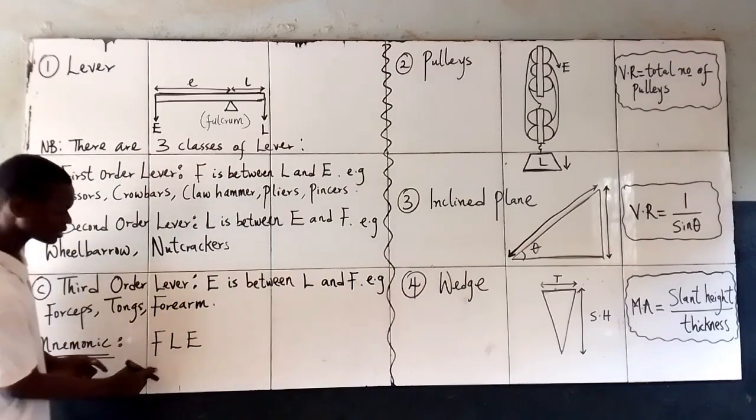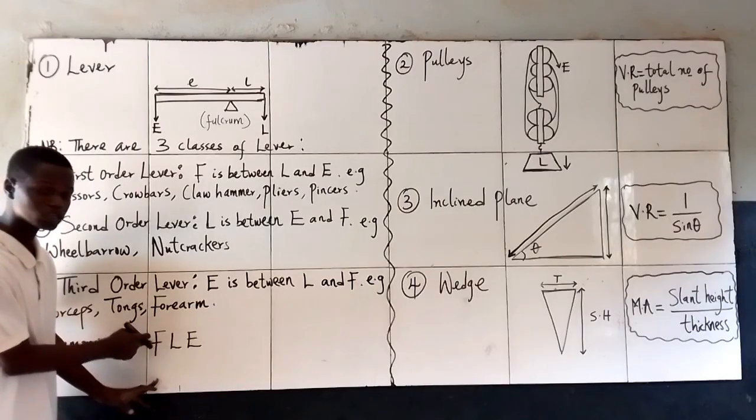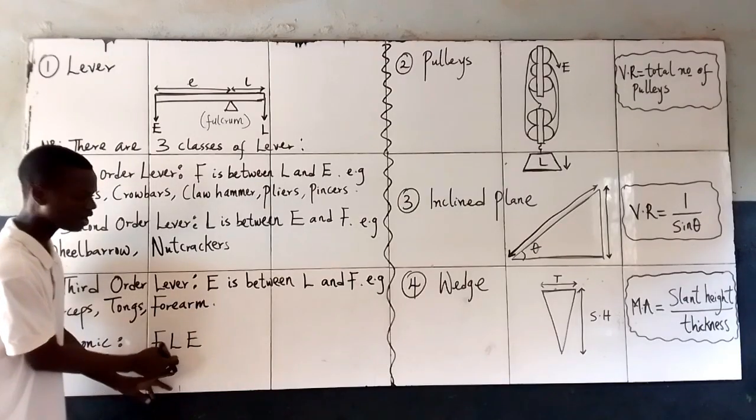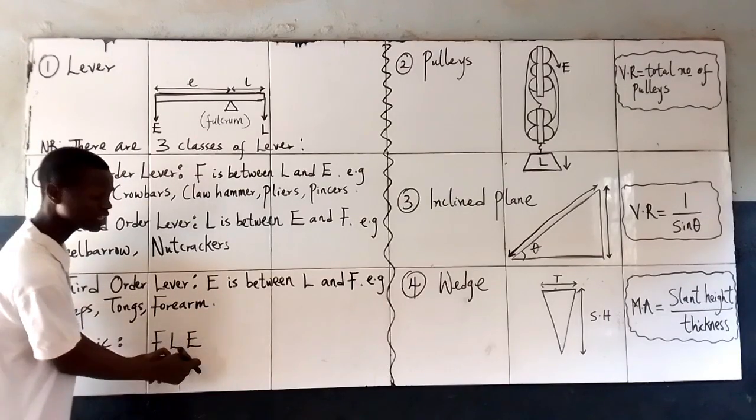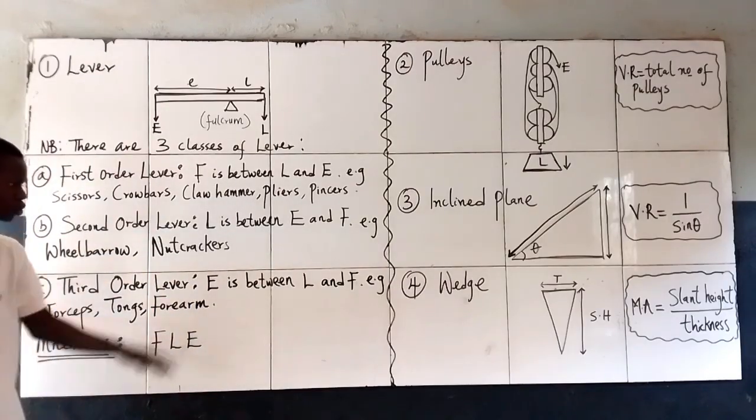For your first order lever, the fulcrum is in the middle. For your second order lever, the load is in the middle. For your third order lever, the effort is in the middle. So I hope this helps you. You can look through it.